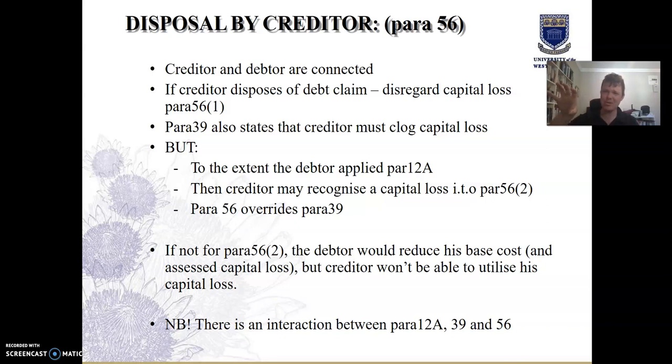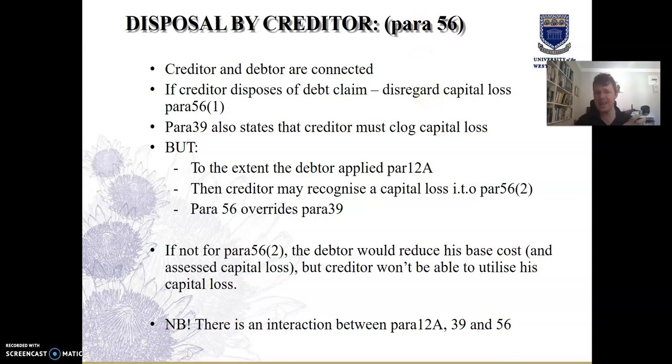But on the other side, the person who is forgiving the debt is not being allowed their capital loss. It's being told that it has to be ring-fenced, clogged, disregarded till later. So the bad thing is happening here too. And the purpose of tax is generally that when a bad thing happens on one side, a good thing happens on the other, so that it's neutral. But in this scenario, both parties are getting something which is negative. So what this paragraph says is that to the extent that the other person applied paragraph 12A, the creditor may recognize a capital loss in terms of para 56.